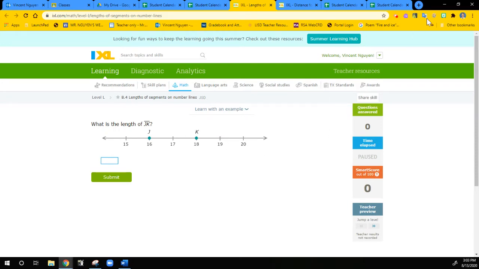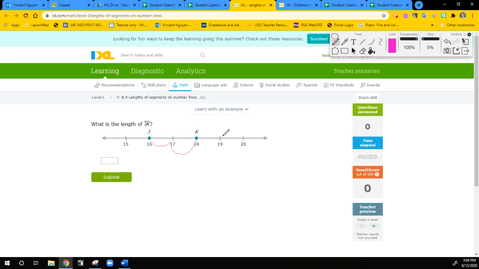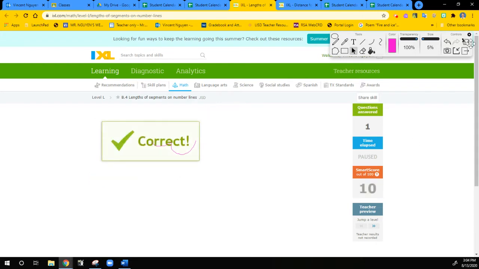So I'm going to look at this first example. We see that we have a distance from segment JK. So this line means segment, right? JK. So from J to K. Sometimes it's so easy that you could actually count. So that's 1, 2 units, right? So you could actually count 2 units, and you're going to put 2 in there. Enter. All right, so that's easy.